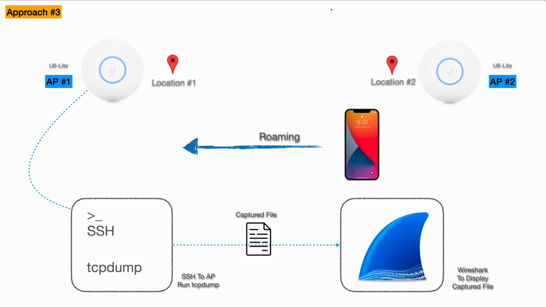Okay. Now let's talk about the third approach. In this approach, we are going to use the Ubiquiti's recommended approach. We are going to go to the Ubiquiti UniFi access points and run a command there. It sounds to be a very promising way, but I simply cannot make it work.